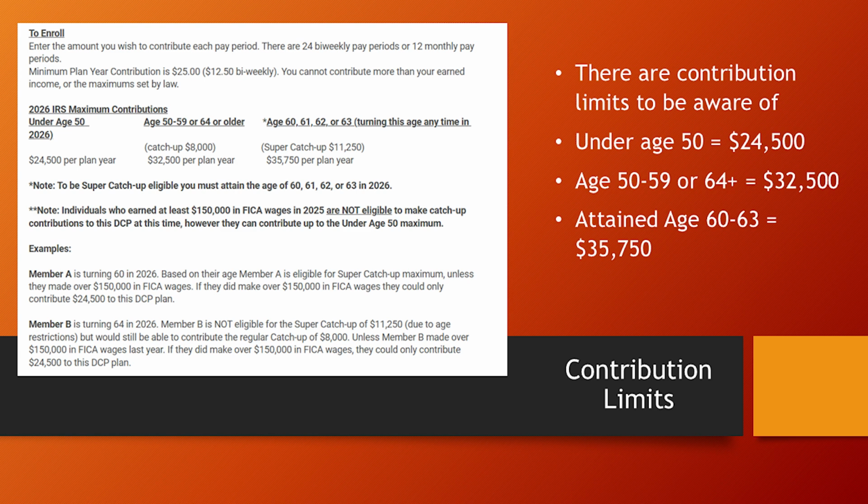There is a catch to those increased contribution amounts though. If in 2025 you earned at least $150,000 in FICA wages, then you are not eligible to contribute any more than $24,500 to this DCP, even if you meet the age requirements for the catch-ups. This is because your contributions would have to be Roth contributions, which function differently on a taxation basis. Our current technological limits do not allow these types of contributions to be made, though this may change in the future.